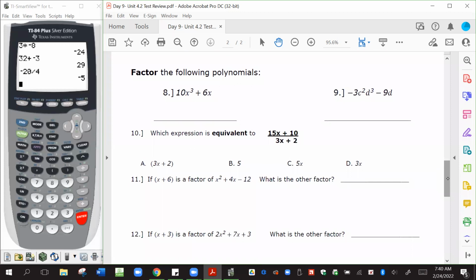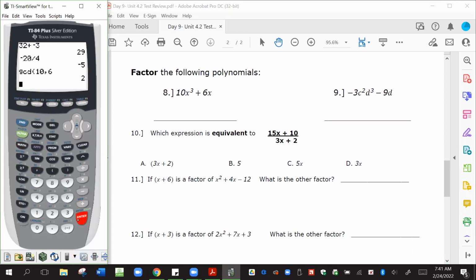I will do number 8 and I'll help on number 9 as well. Back to the following polynomials. First thing I always do is I look for my GCF. So I'm gonna go math num 9, because if all I have to do is take out a number, it makes my life easier. So my GCF of 10 and 6 is a 2. So I'm gonna divide by 2.